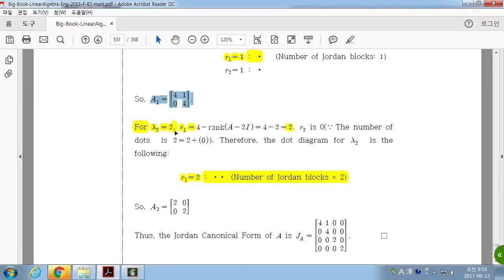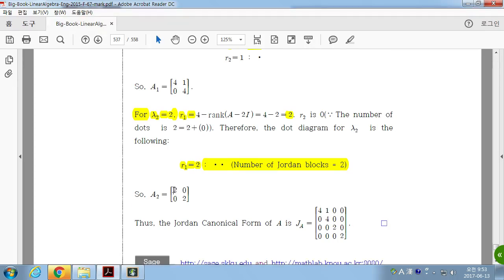Next, for lambda 2 equal to 2, we can find R1, which is 2, which means we have 2 dots on the first row, which means we have 2 Jordan blocks, which means we have 1 by 1 Jordan blocks for the eigenvalue lambda 2.